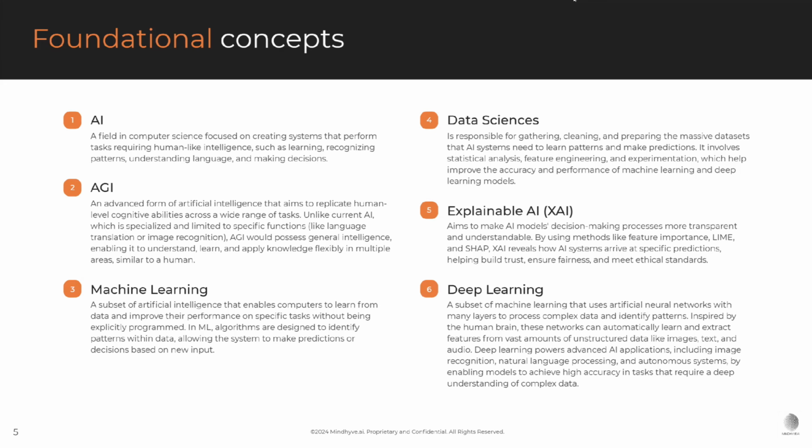So it is an advanced form of artificial intelligence that aims to replicate human-like cognitive abilities across a wide range of tasks. Unlike current artificial intelligence, which is specialized and limited to specific functions, like language translation, image recognition in radiology, content creation in law, or navigational maps on your car that get you from point A to point B and bypass traffic, those are very narrow forms of artificial intelligence. Artificial general intelligence is just generally intelligent across all subjects, right? And so that's what AGI is. Additionally, it would possess general intelligence, enabling it to understand, learn, and apply knowledge flexibly in multiple areas similar to a human.